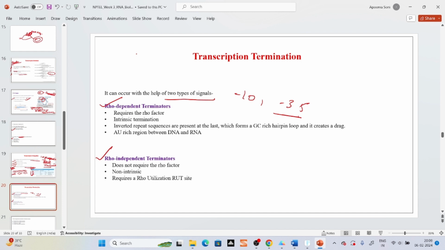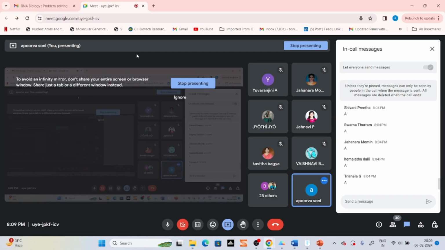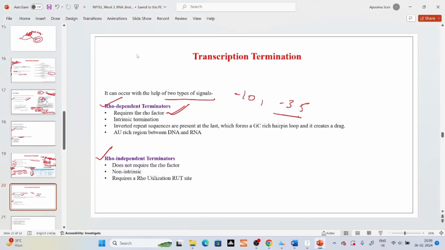The rho dependent terminator means that they require a rho factor. I'm a little confused whether rho dependent would be intrinsic or rho independent would be intrinsic. I'm not very sure about the second point. So I will clear it up and tell you in the next class whether rho dependent and rho independent are intrinsic or extrinsic.